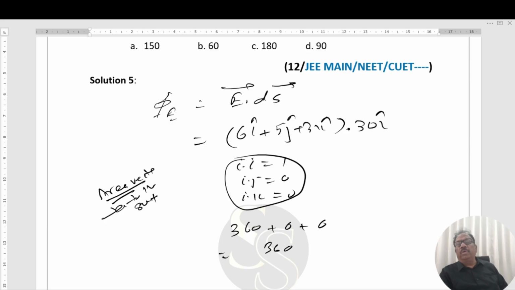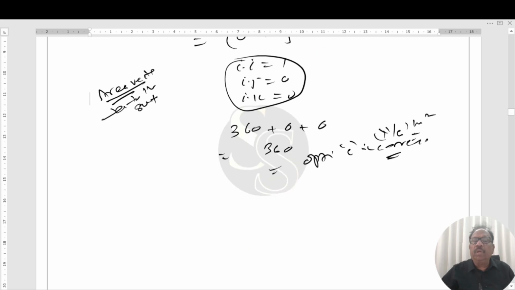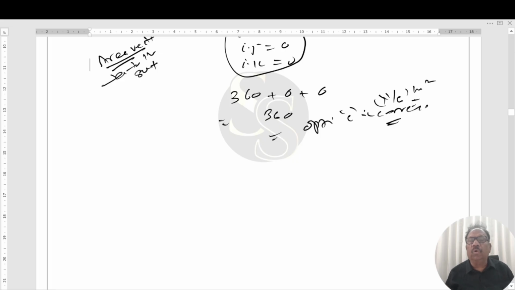What will be the unit? The electric field unit times the area unit. Electric field unit is Newton per Coulomb, into meter square. So option C is the correct one. Now, I am going to discuss the application of Gauss's theorem.